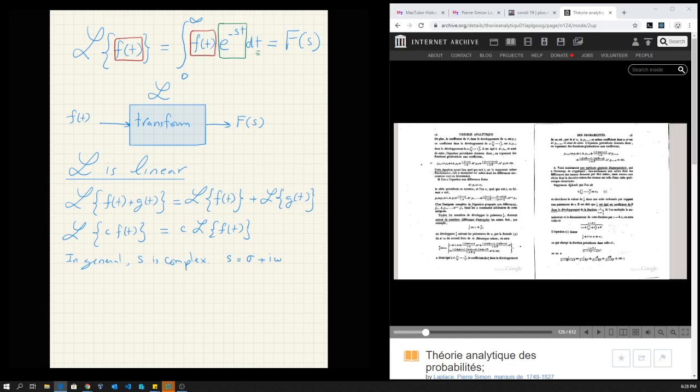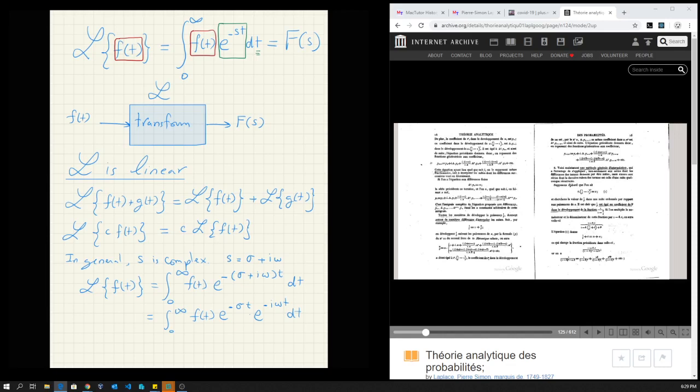So the Laplace of f of t becomes the integral from 0 to infinity of f of t e to the negative sigma plus i omega times t dt. And you can actually split this. You can write this as the integral from 0 to infinity of f of t times e to the negative sigma t times e to the negative i omega t dt.